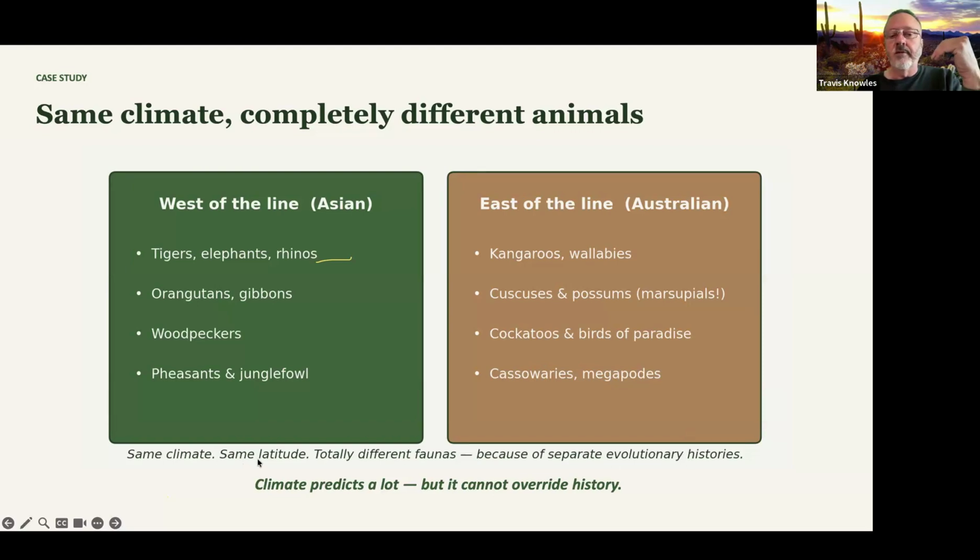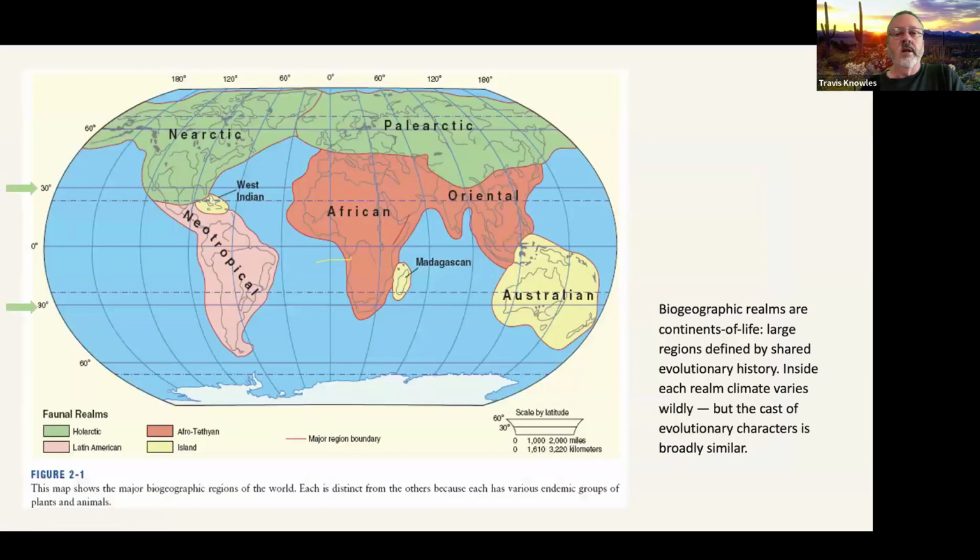They're found at roughly the same latitude, but they have totally different faunas. And it's that historical biogeography that explains the distribution of these animals on either side of Wallace's line. So climate today can tell you a lot about why things are distributed the way they are, but it can't override this history. The history, the deep time, is very important.